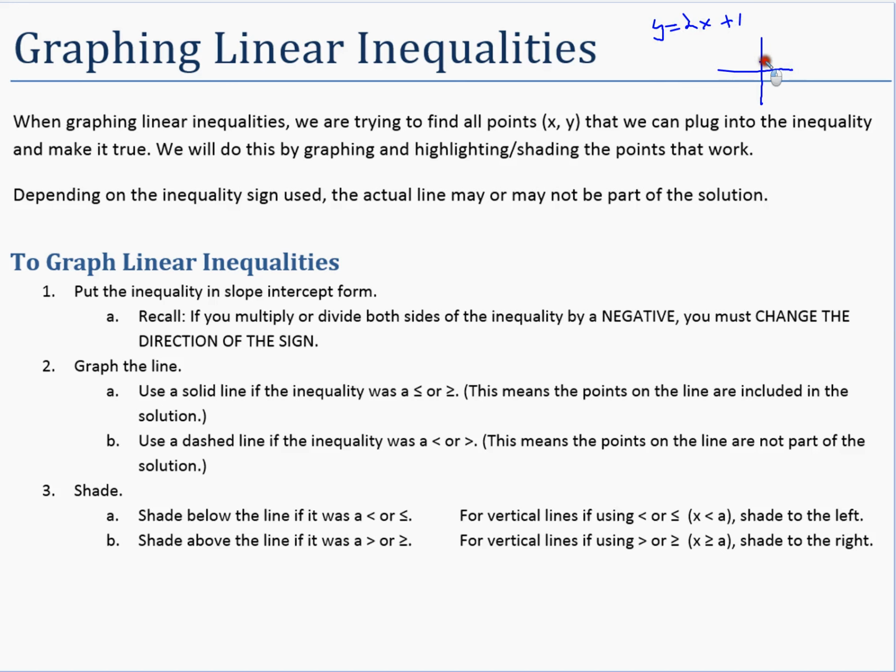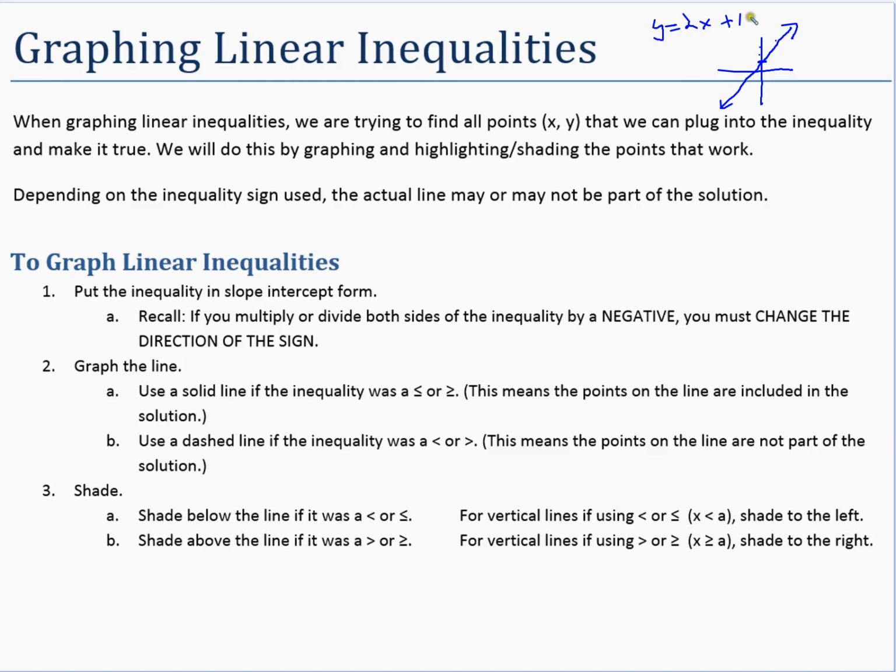start at 1 on the y-intercept, then we do a slope of 2, so up 2 over 1. And we end up with a couple points, and then we can graph our line. And this line is made up of many, many points, an infinite number of points that make this true.